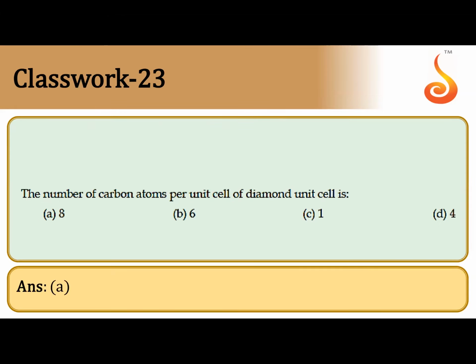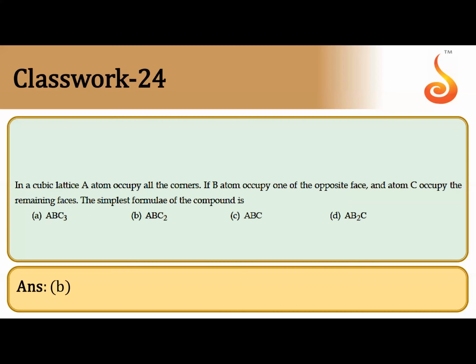Question number 24. In a cubic lattice, A occupies corners. So number of atoms of A is 1. B occupies 1 pair of the opposite faces. 1 pair of opposite faces means 2 faces are there. Each face will give contribution 1 by 2. 2 into 1 by 2 is once again 1.